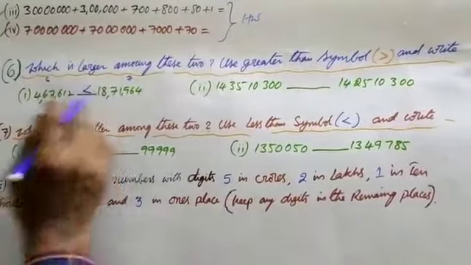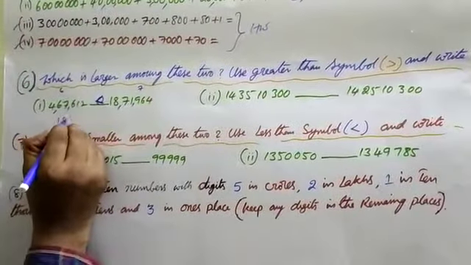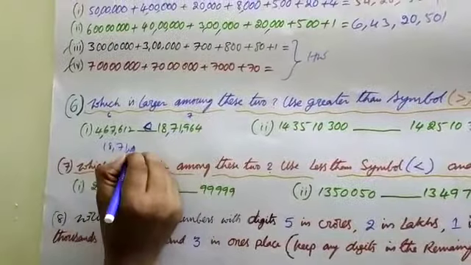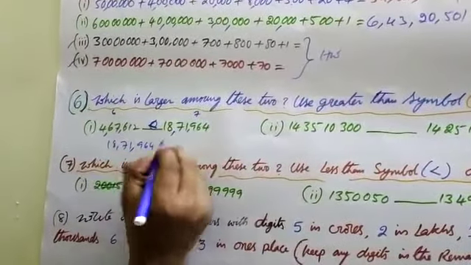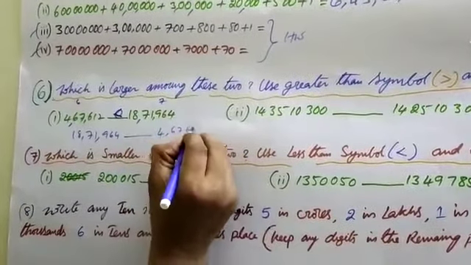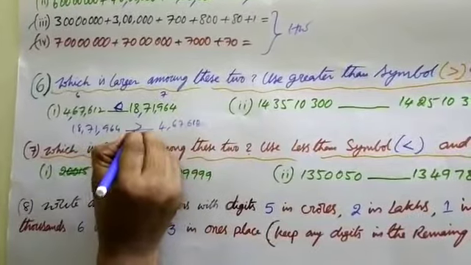Right, this. Greater than symbol. Use the greater than symbol. The number is 18 lakhs 71,964. Therefore, 4 lakhs 67,612. Now, use the greater than symbol.